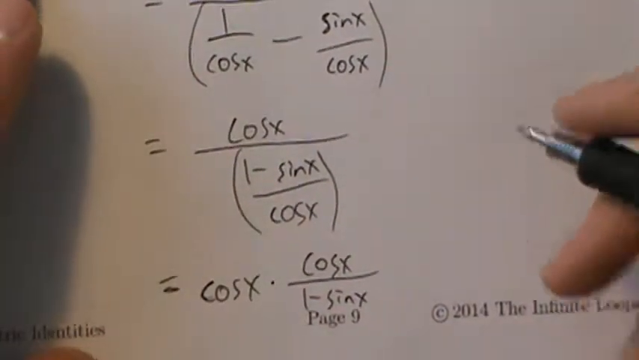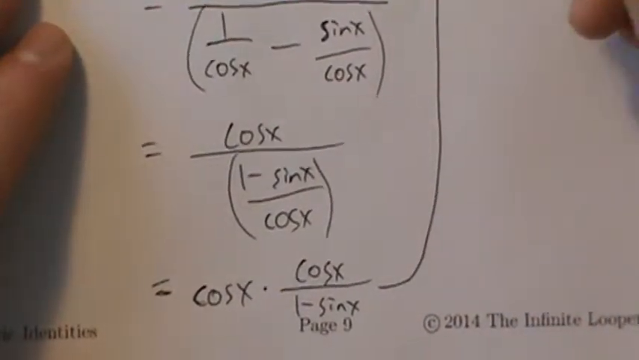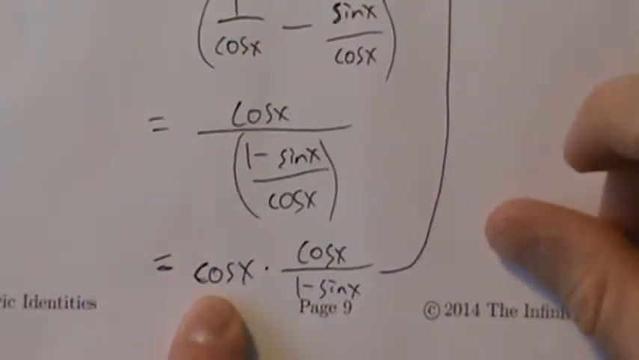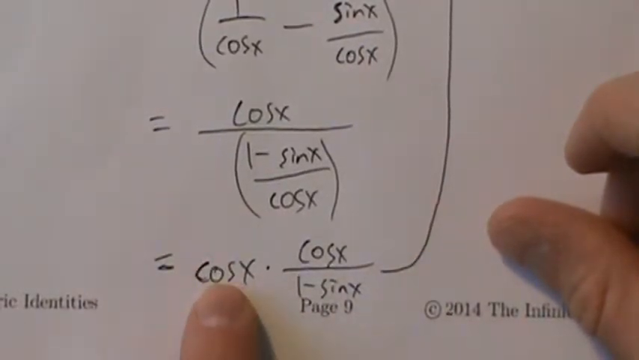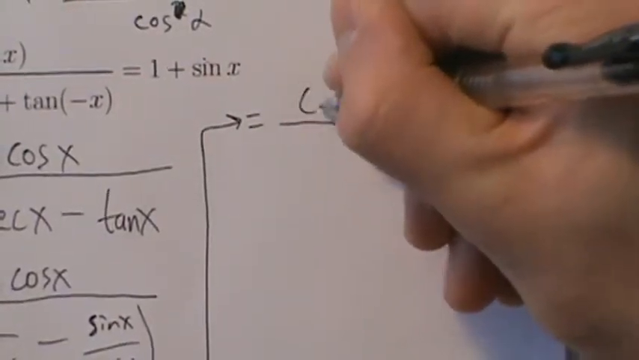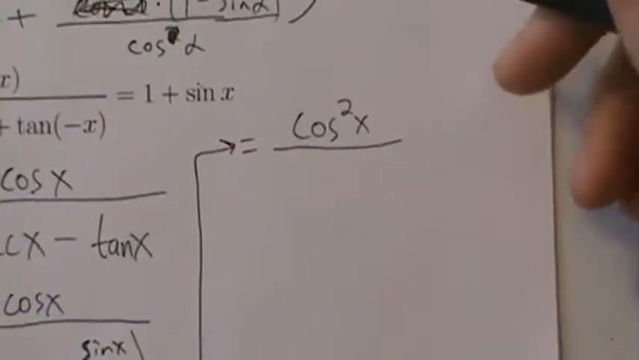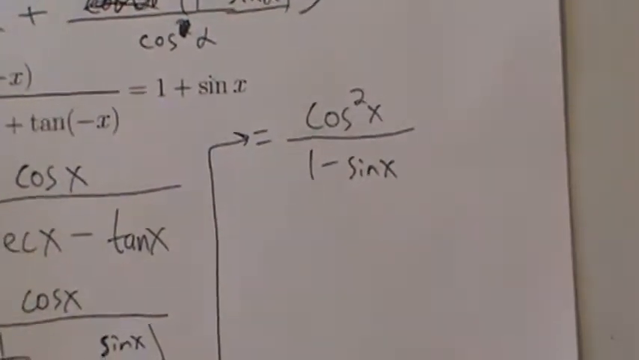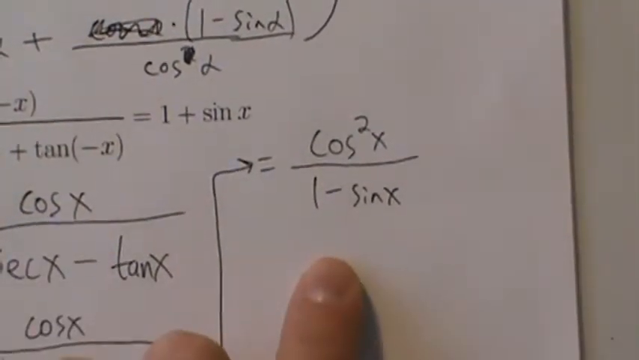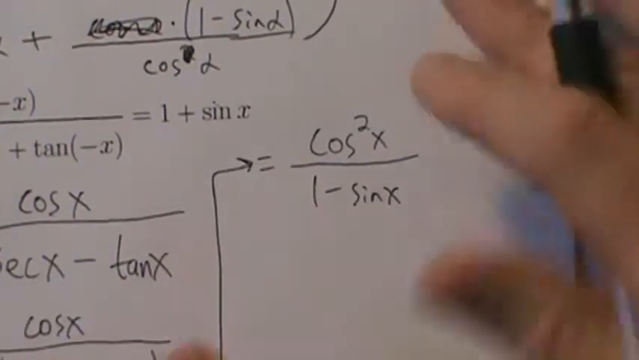Okay, so now let's come up here. Let's take this cosine and slap it onto the top, into the numerator. What we're going to have then is cosine squared of x on the top, and on the bottom, what we have is 1 minus sine of x. Okay, now from here, there are a couple different ways to think about it, but let's think about it like this.